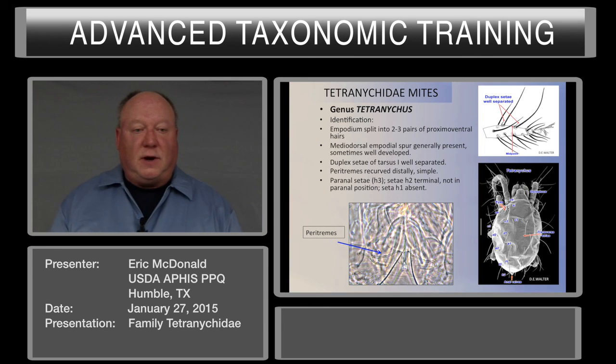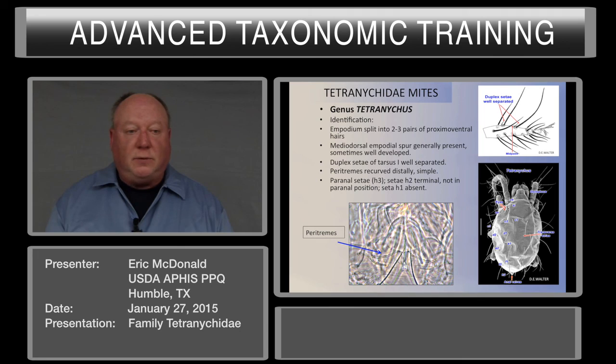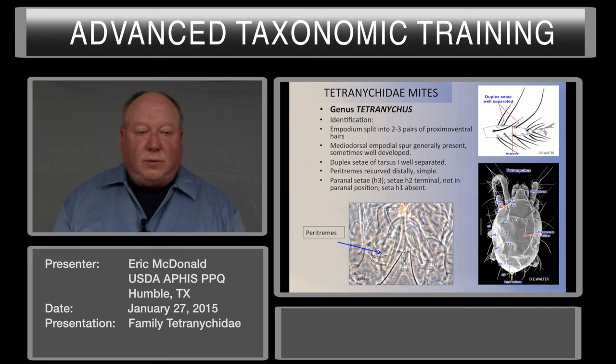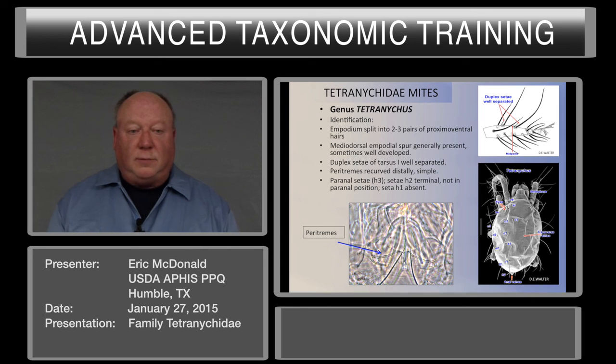Diagnostically, the genus Tetranychus is characterized with 1 pair of perianal setae, H3. H2 is terminal, not in perianal position. H1 is absent. The empodium is split into 2-3 pairs of proximal ventral hairs, and the medial dorsal empodium spur is generally present, sometimes well developed. Duplex setae of tarsus 1 are well separated, and paratremes recurve distally, simple. And here are the paratremes. And here's showing the duplex setae and the proximal ventral hairs split and the empodium split.